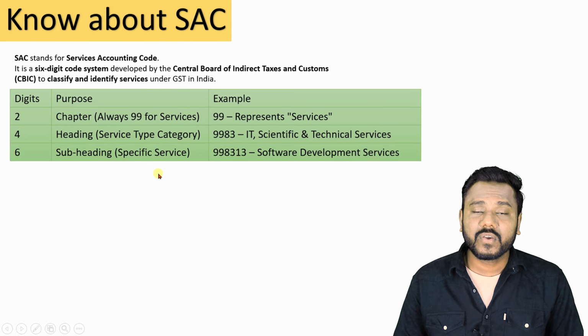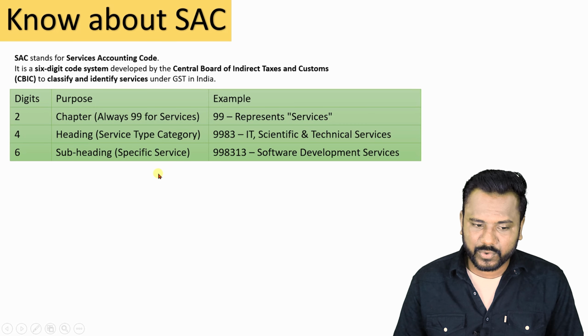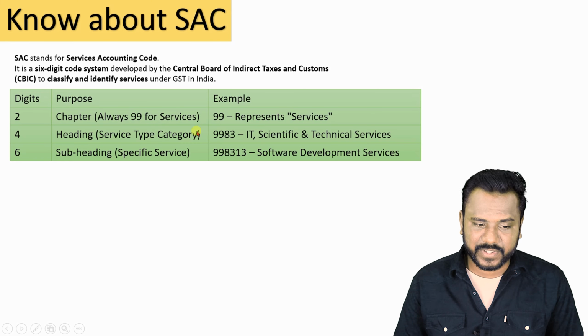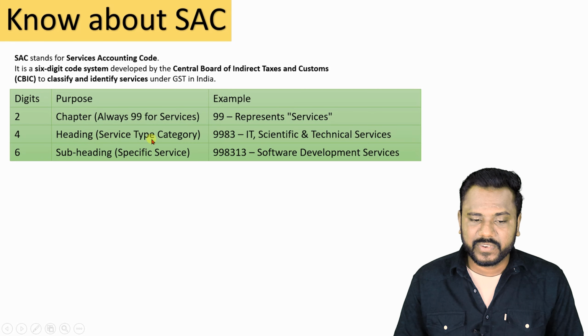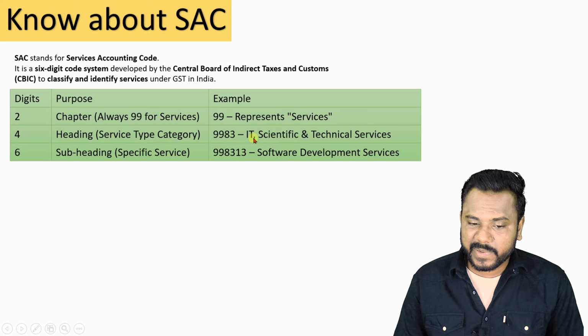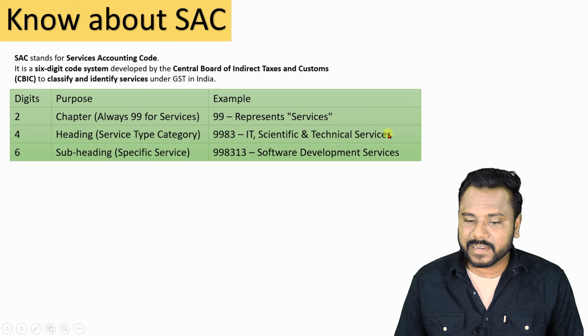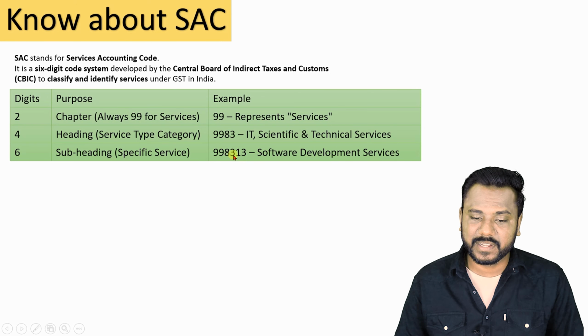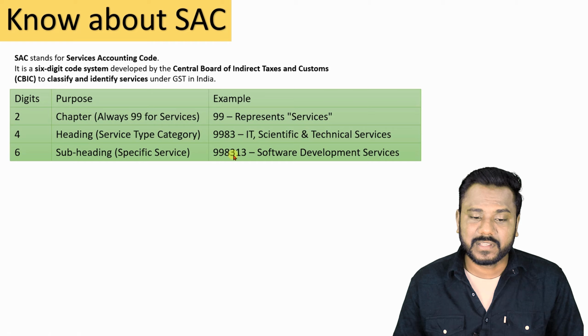So an HSN code will have 6 digits in total, out of which 2 digits are the chapter, and services in India will always have 99 at the beginning. 99 represents services, followed by the heading, service type and category. So 99 means services. Inside what services? 9983. 83 means what? IT and scientific and technical services. But I need more details. So what is the number? 998313. That is for software development services.